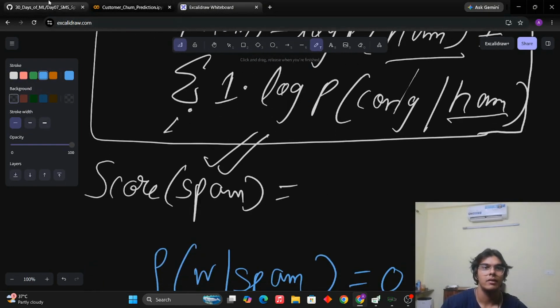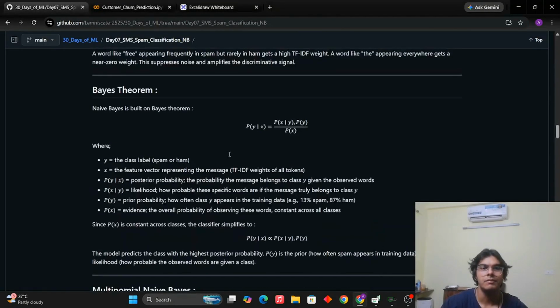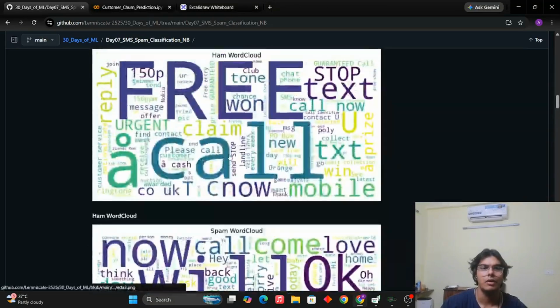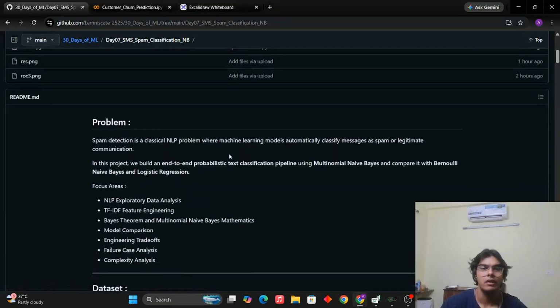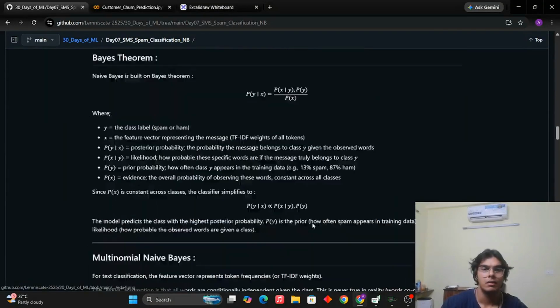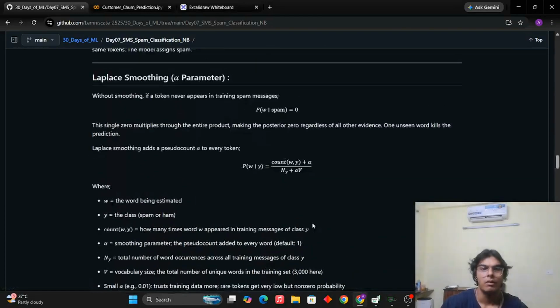Right here, so that the probability values do not become zero. This alpha value is usually taken as one, it can be less than one or greater than one as well, but we just want to be safe and we take it as one and move forward with it.